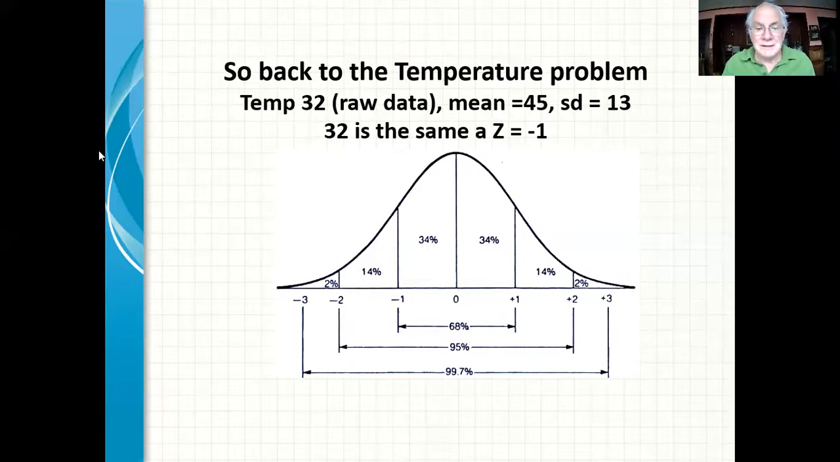What that means is 50% are greater than 0, and 34% are between -1 and 0. So 84% of the time, the minimum temperature will be greater than 32. That's the probability. It doesn't mean that's going to be that way today. What it means is that when the mean is 45 and the standard deviation is 13, 84% of the time the temperature is going to fall above freezing, the minimum temperature.